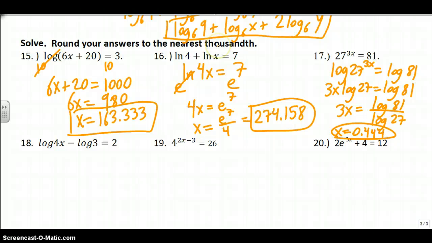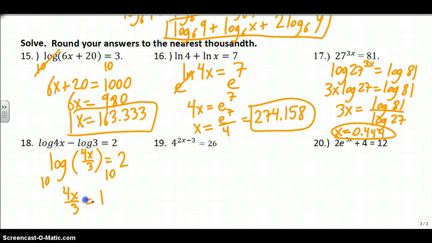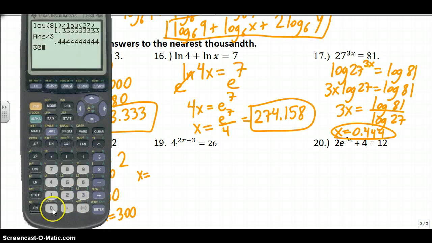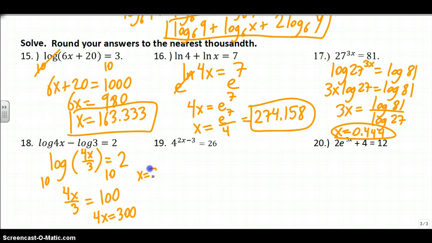18, similar to 16, you have to make them a single log. Only with the minus sign, it becomes division. So that'll be 4x over 3 equals 2. You bump the base. So it'll be 4x over 3 equals 100. Multiply by 3, that'll be 4x equals 300. So what's x going to equal? 300 divided by 4, which I believe will be 12. Oh, no, just kidding, 75. 12, really. I don't know what I was thinking there. Anyway, 75 it is.